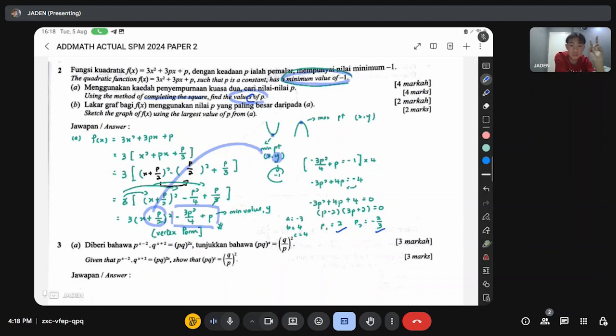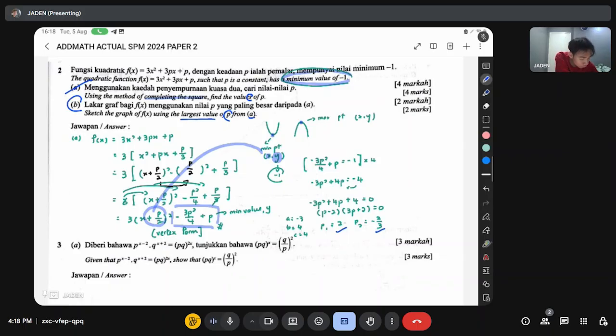You're going to leave it as two answers because the question also highlights that there will be more than one answer for p. So p equal to 2 and -2 over 3 will be acceptable in this case. Okay, so that is how you get it done for 2a, 4 marks, and 2b. Sketch the graph of f(x) using the largest value of p from a. Now largest value means the greater value.